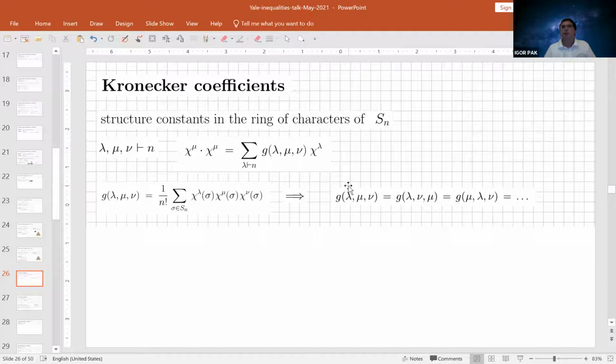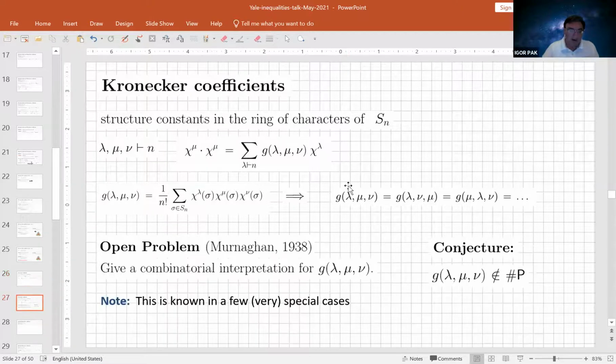You see what I mean? So they're nice combinatorial numbers, and you would want to understand what they are. As I said before, having combinatorial interpretations is important, and in this case, there isn't any. There isn't any in the sense that it's been open for about 80 years to give a combinatorial interpretation for Kronecker coefficients, and there are very few special cases for which this is known. Basically, I personally don't believe there is anything at all.